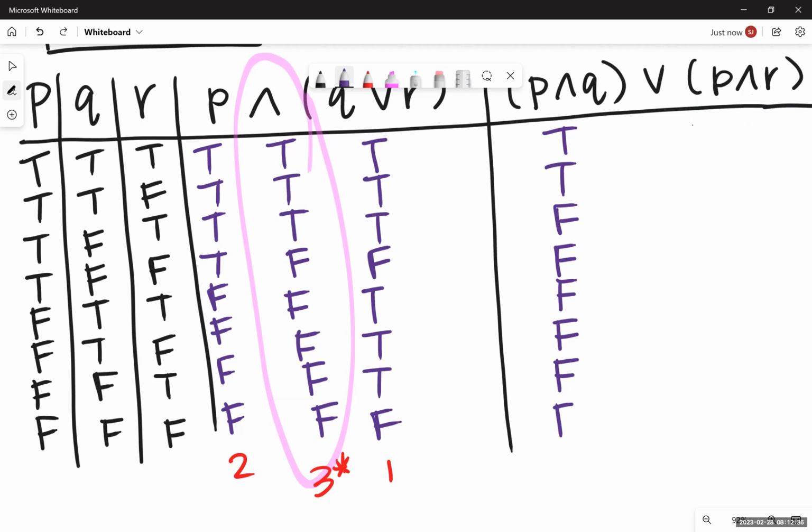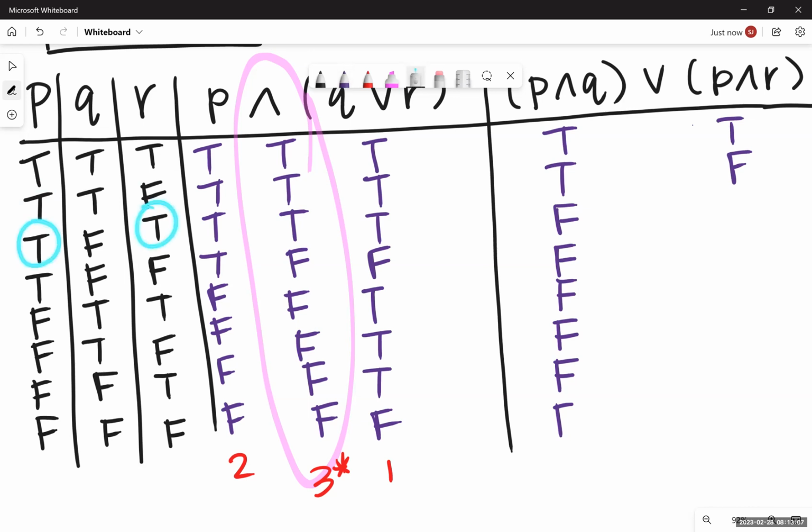And then now we can do this very last set of parentheses at the end, which is P and R. So you look at column 1 and column 3. T and T, T and F, T and T, T and F, F and T, F and F. We're looking at 1 and 3. And so same thing, is T and T true? Yes. And then right here is T and F true? No, because they both have to be true at the exact same time.